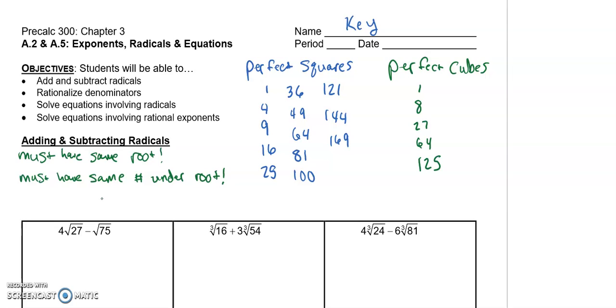So just a refresher, we have some perfect squares here, 1 through 13 squared, and then perfect cubes, 1 through 5 cubed. You need to know these numbers like the back of your hand, so make sure that we are keeping those on the top of mind.